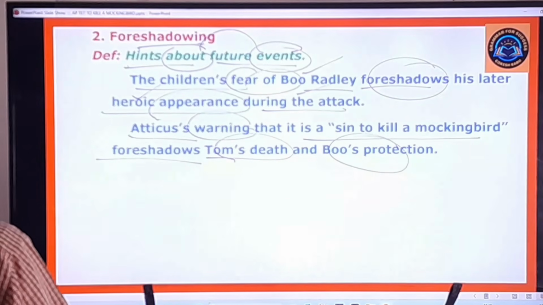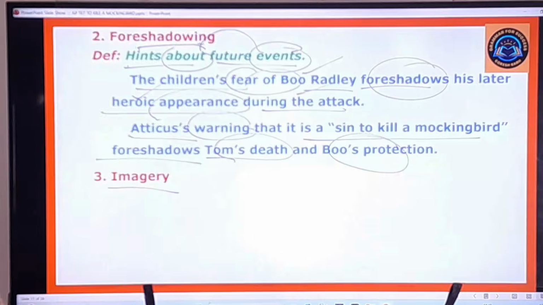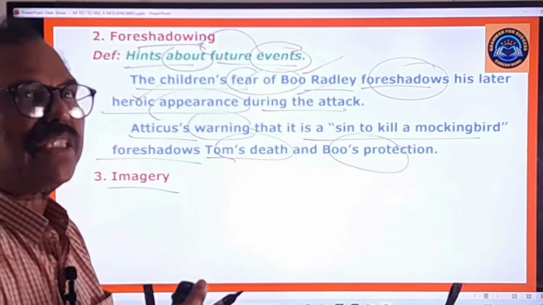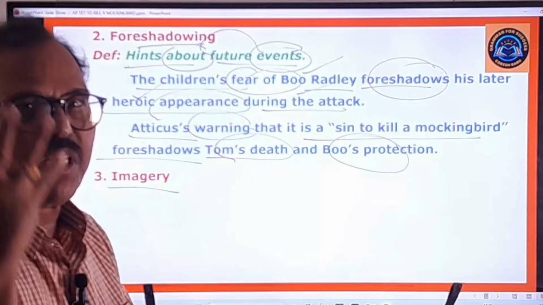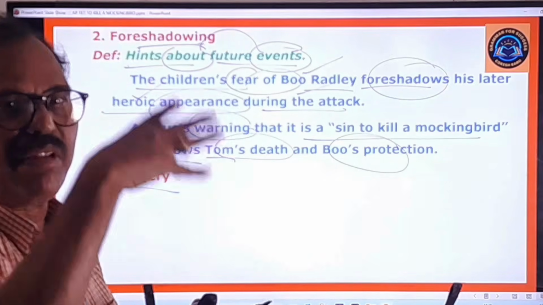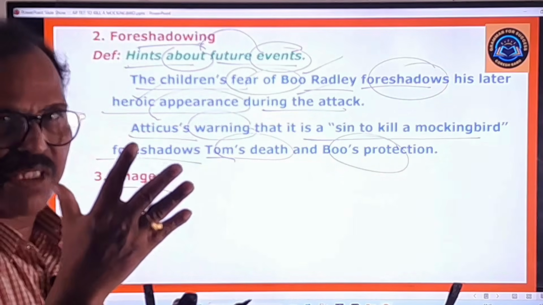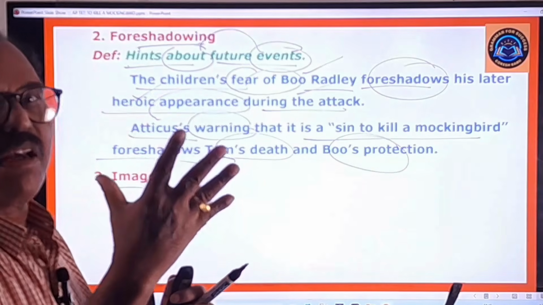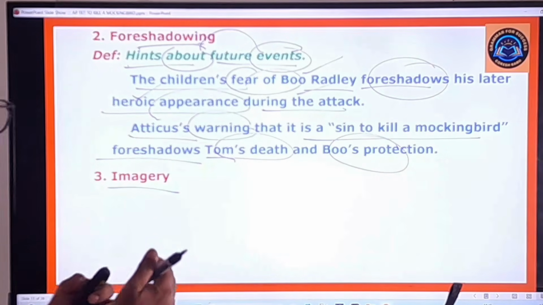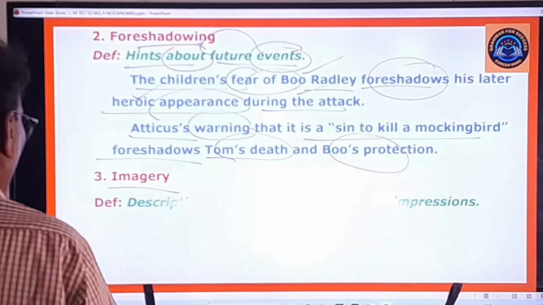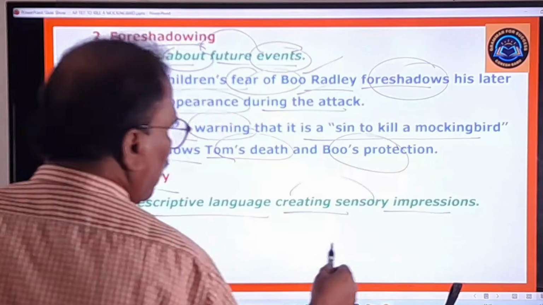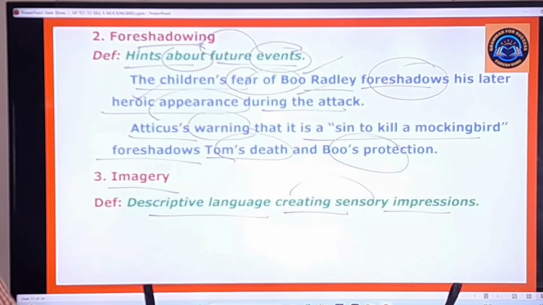You go to the third one, that is imagery. Imagery means mental pictures. When you read some story, you get some mental picture. The group of mental pictures themselves are called what? Imagery. Descriptive language creating sensory impressions. Sensory impression means pictures in the mind.